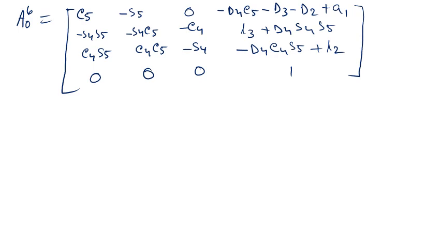So from here, I think you already know that C5 stands for cos theta 5, S5 stands for sin theta 5, and so on and so forth. We can see that this term basically is the rotation matrix, and this term is the position vector. So we can separate them out in this form. The rotation matrix would be like this.